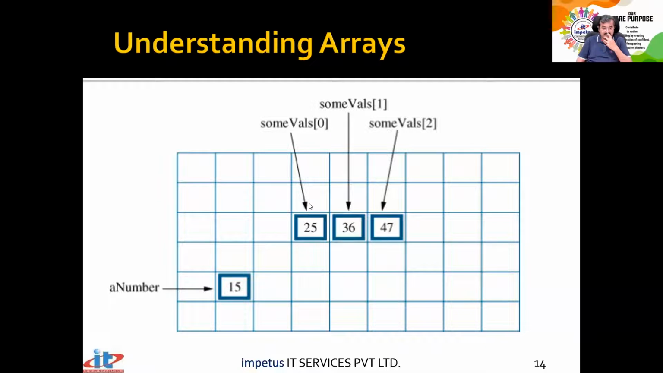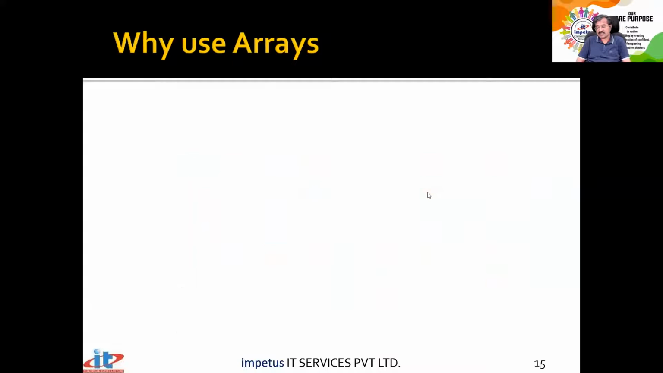When I say some value of 0, it will give me the first element. Some value of 1 will give me the second element. Some value of 2 will give me the third element and so on. So the 0, 1, 2 are nothing but the indexes of these elements in the array. 25 is at the 0th place, 36 is at the first place, and 47 is at the second place. The third element has index 2, but that's how we can use arrays.